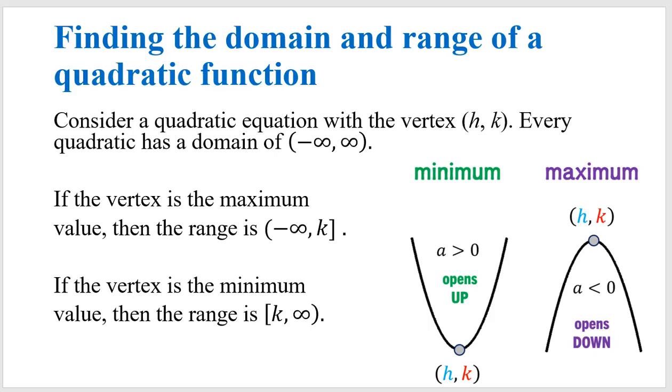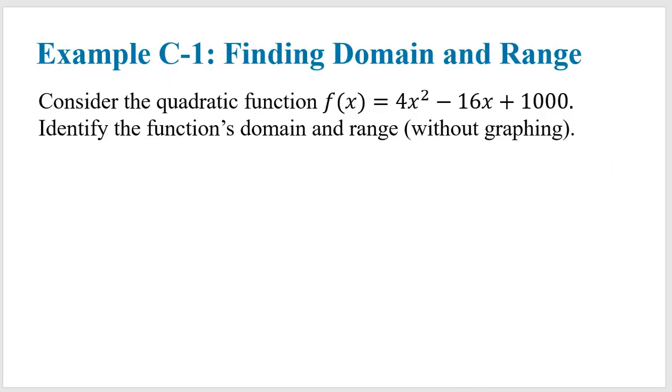If we go back to our examples from the last video, where we talked about finding maximums and minimums, we have this function f(x) = 4x² - 16x + 1000. In the last video, we found that the vertex was (2, 984). Because our a value is positive, we know that we had a minimum, because the parabola would be a u shape and the vertex would be down here. So that's going to be a minimum value.